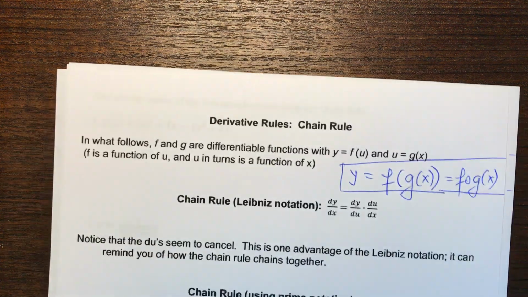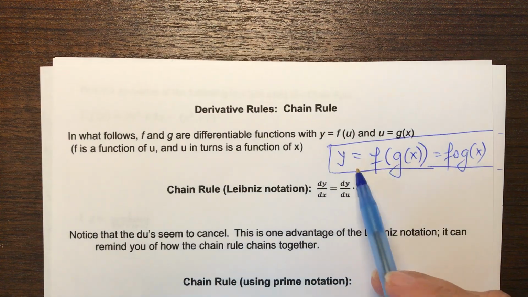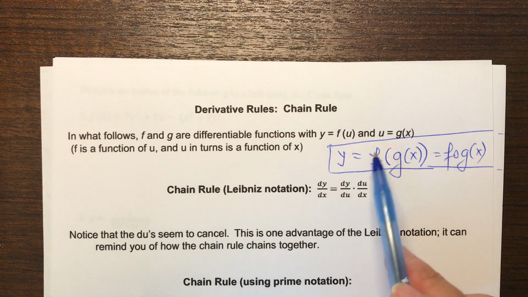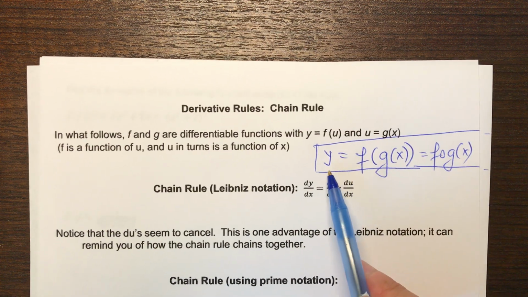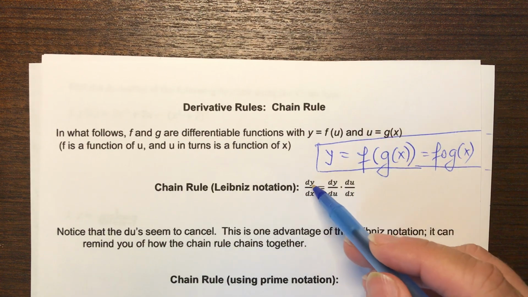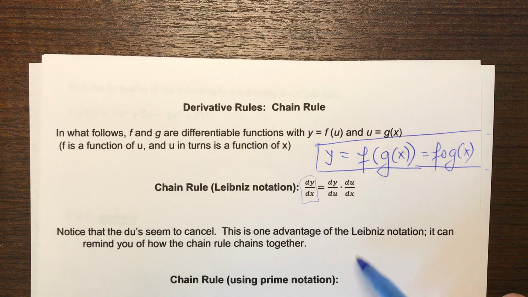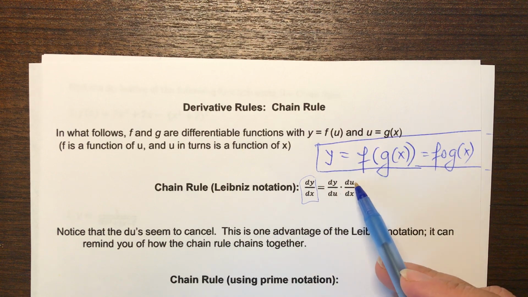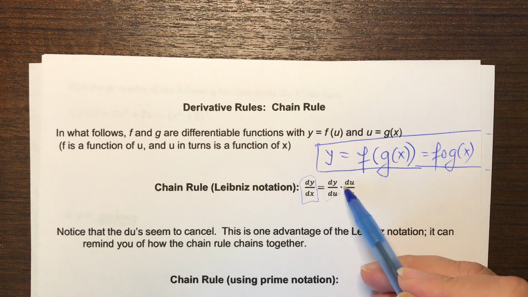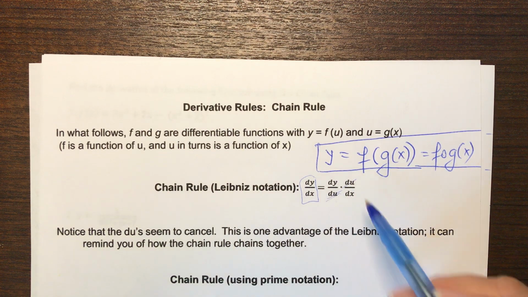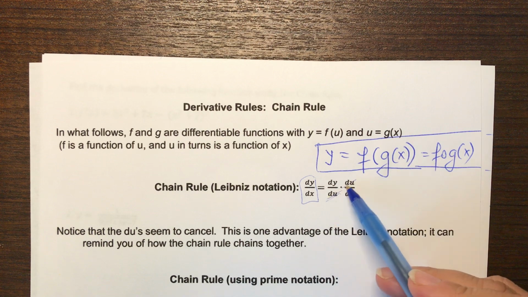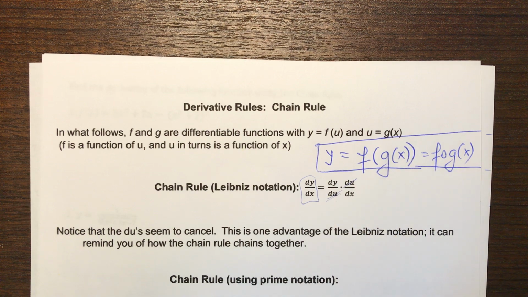So here it is. The derivative of this composition, let's call it y: the derivative of y with respect to x is dy/du times du/dx. So really what we're doing is adding in this extra factor of u, which I can cross out just easily back.